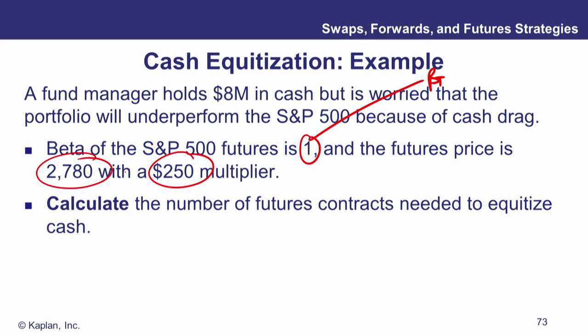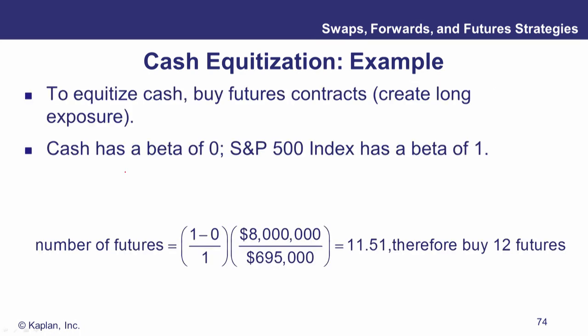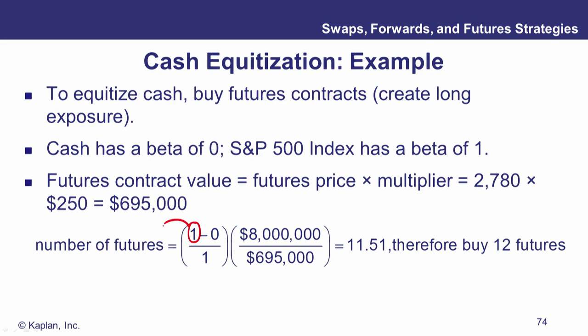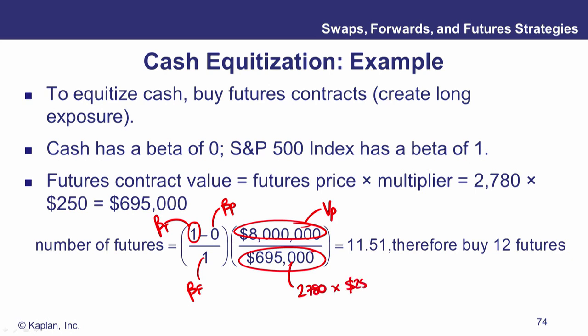So you can use that formula again. You've got a target beta this time of 1, because you're synthesizing the index. You've got current exposure of 0 on your cash, and the beta of a futures contract is 1. The value of the cash that you are equitizing is 8 million, and all you need to do is divide that by the exposure of one contract. This 695,000 here must be the futures price of 2780 times the multiplier of $250. That calculation comes out at 11.51.